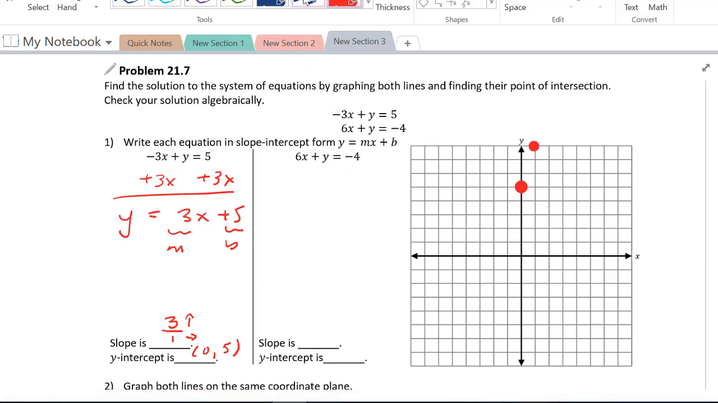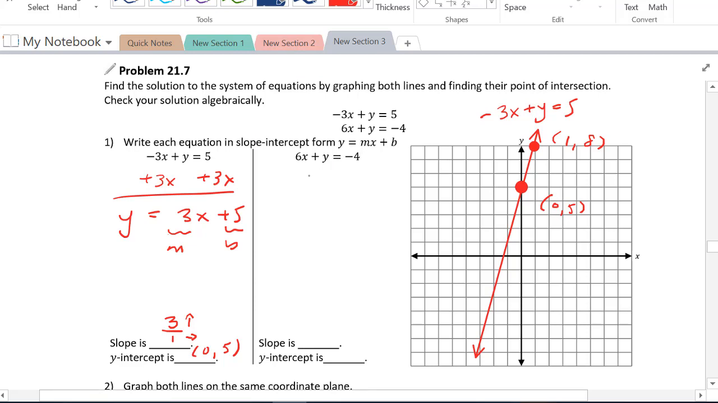Let's label them. This point is 0, comma 5, and this one is 1, comma 8. And we're going to connect those two dots. All right, so our line looks something like that. And let's label this. This is negative 3x plus y equals 5. Now we're going to plot the second line.